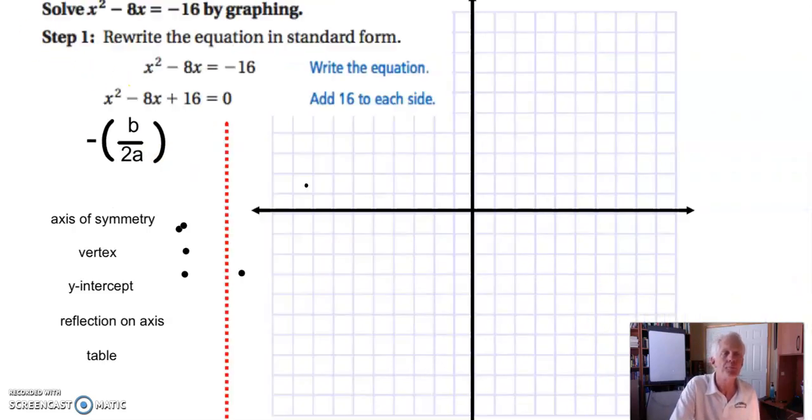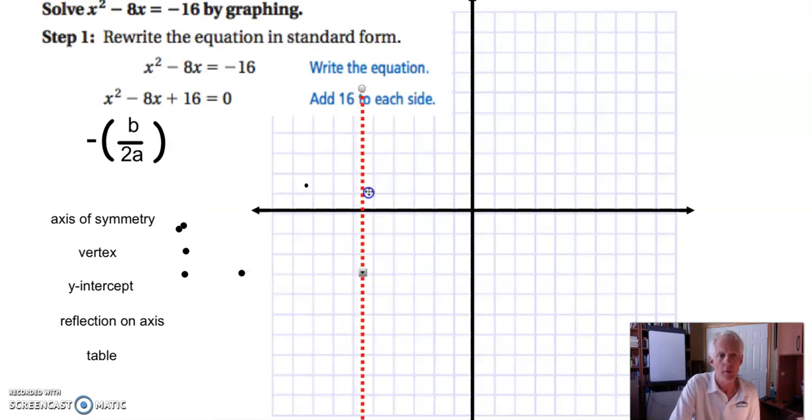Number 2, second example. First of all, I look at this as x squared minus 8x equals negative 16. I need to rewrite this in standard form, so I add 16 to both sides. Now I'll find my axis of symmetry. B is negative 8, a is 1. Negative b over 2a: 8 divided by 2 is 4.